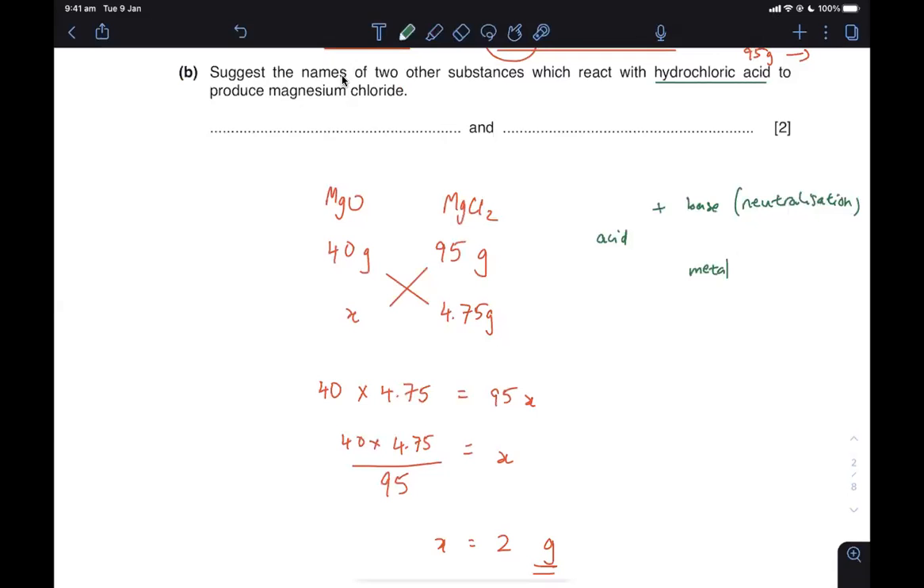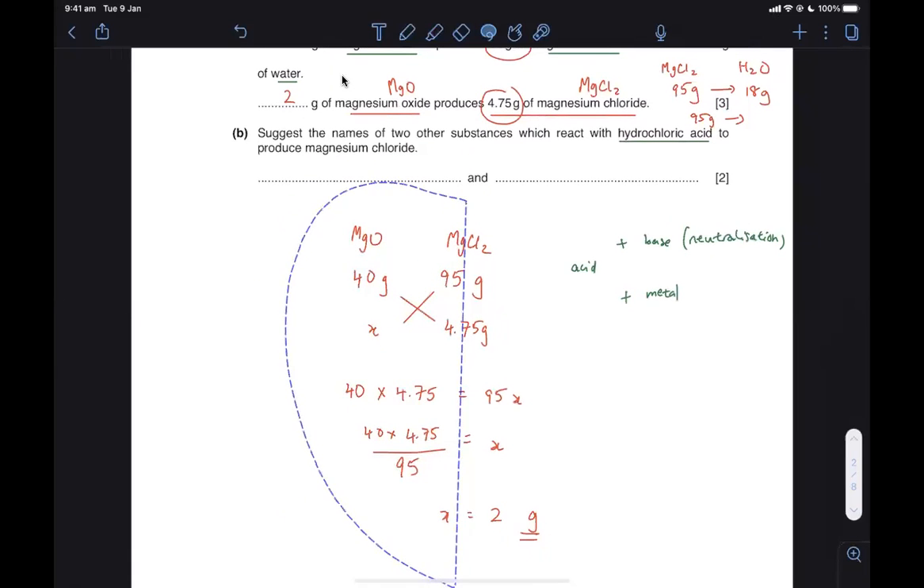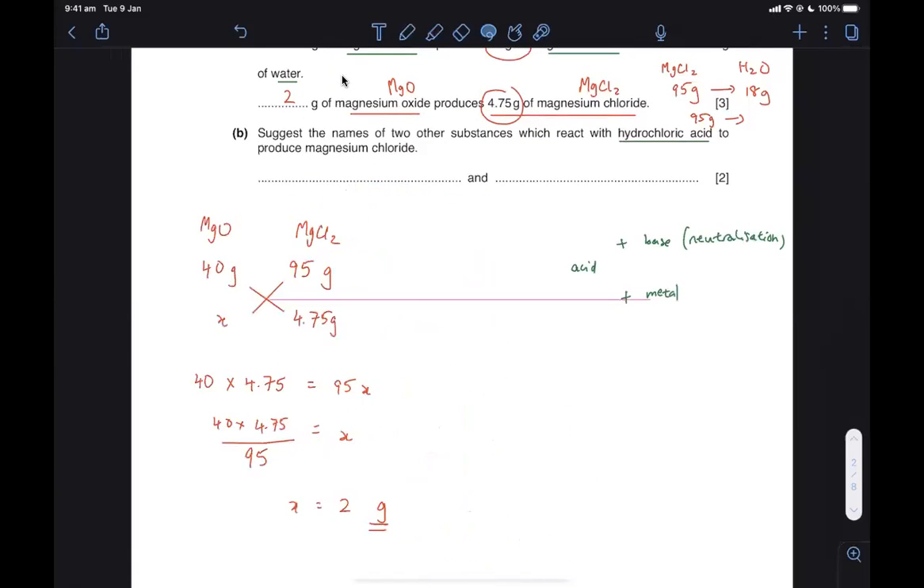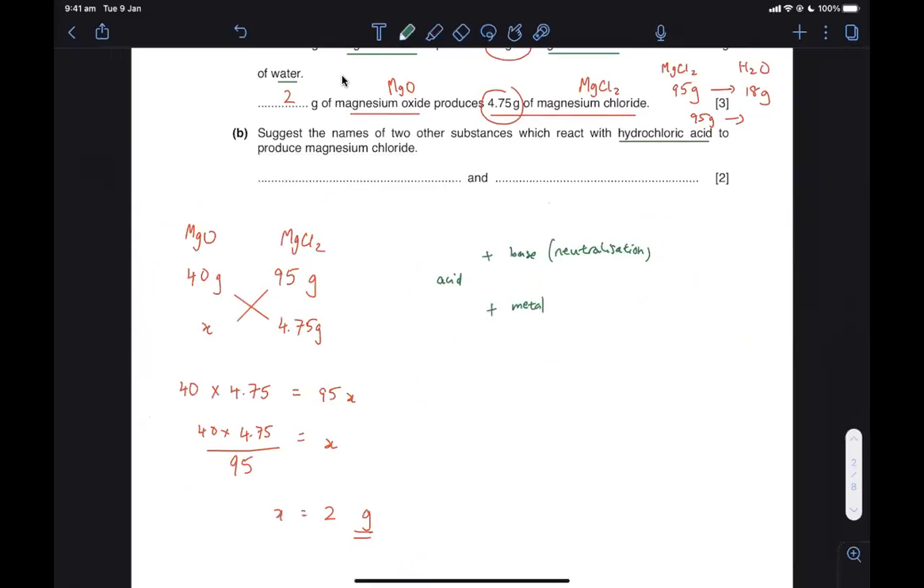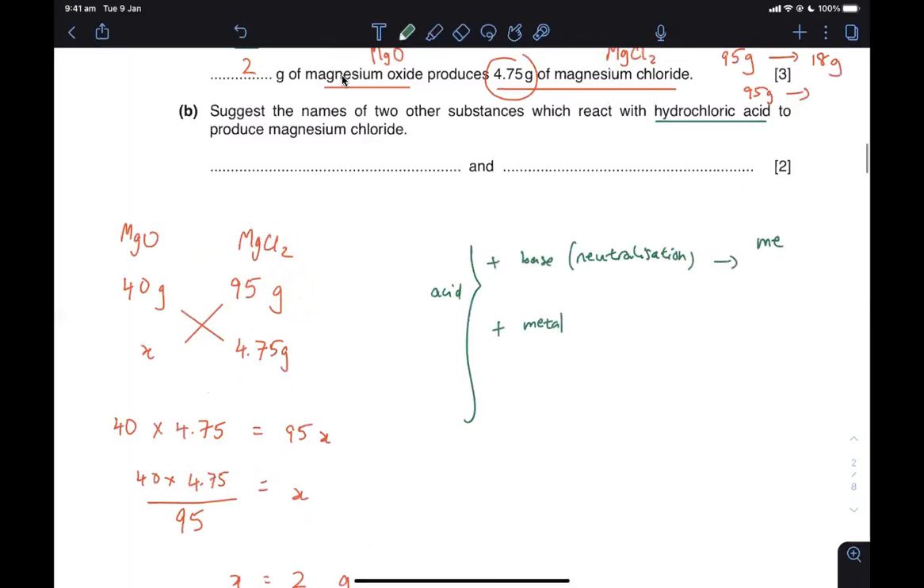Acid plus base plus metal. So perhaps I can move this on the other side a little bit. Okay, so these are just a recap of your reactions. Acid plus base gives you metal salt. As you know, you get chloride salt from hydrochloric acid, you get sulfate salt from sulfuric acid, and you get nitrate salt from nitric acid.